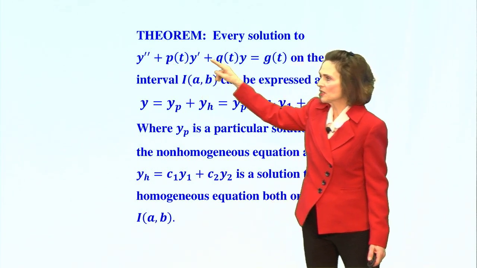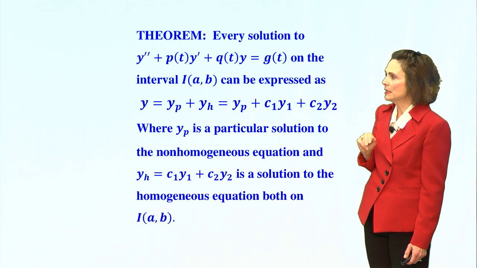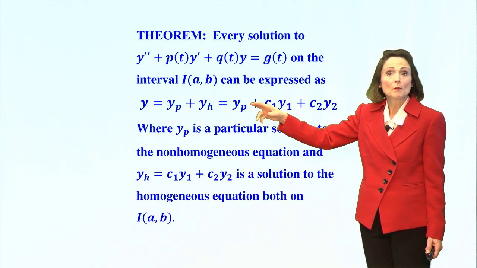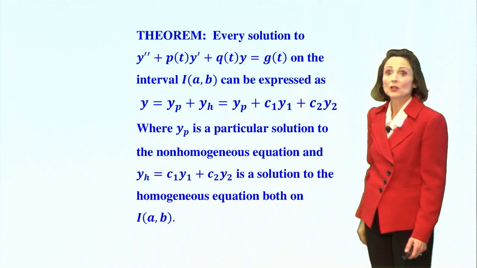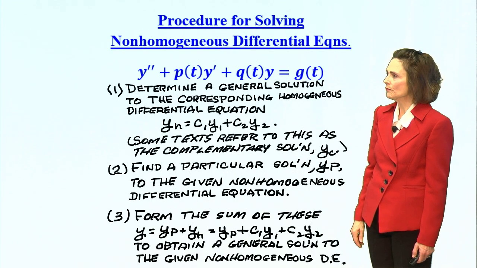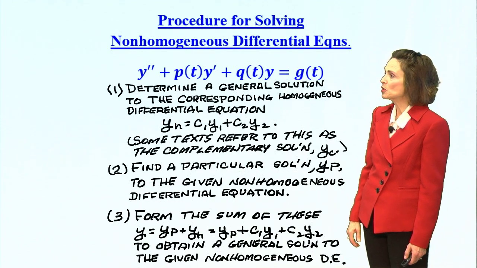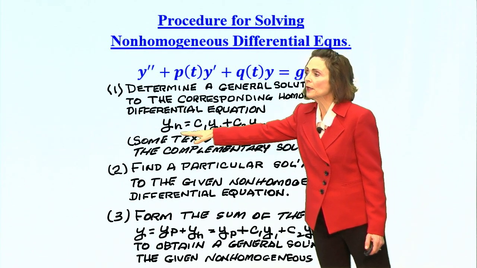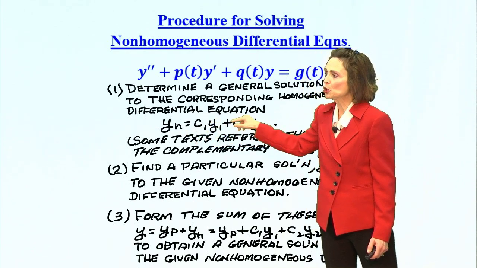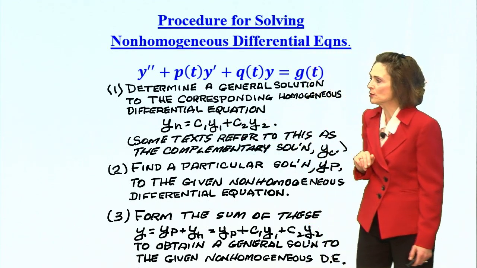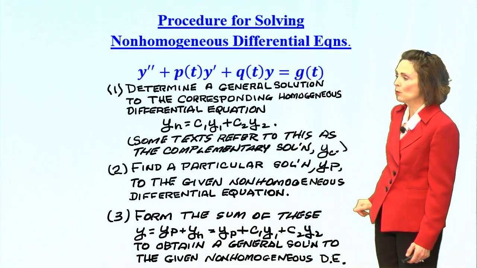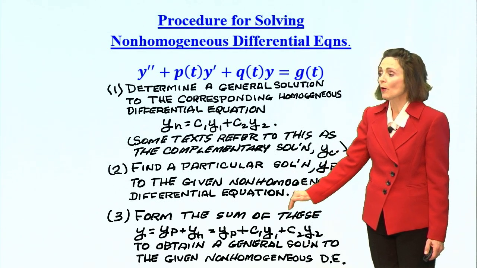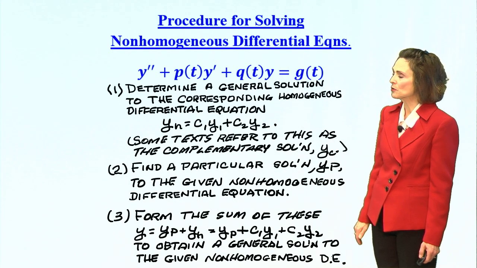Every solution to this second-order non-homogeneous DE on the interval from A to B can be expressed as the sum of a particular solution and the homogeneous solution. So the procedure for solving non-homogeneous DEs of this sort: determine a general solution to the corresponding homogeneous equation. Notice we have the two arbitrary constants here in y sub h. Find a particular solution, y sub p, to the non-homogeneous equation, and then form the sum to obtain a general solution.